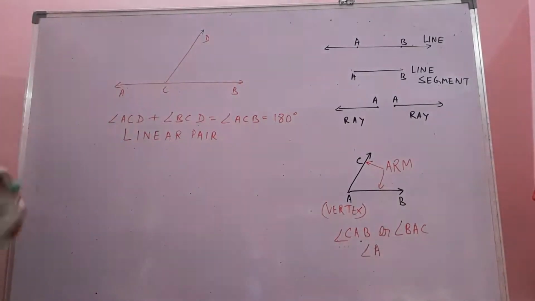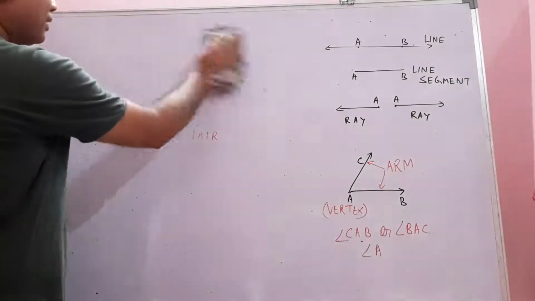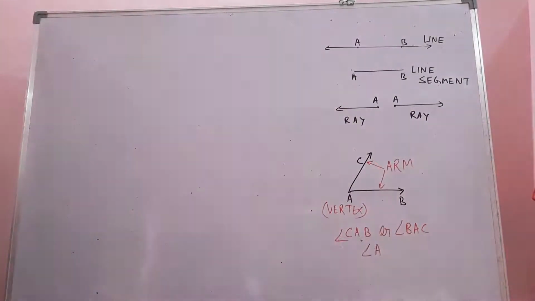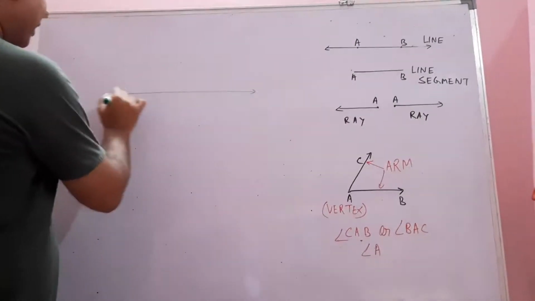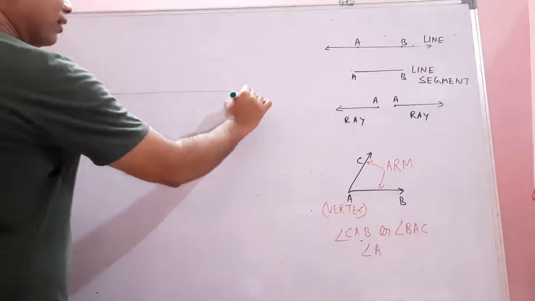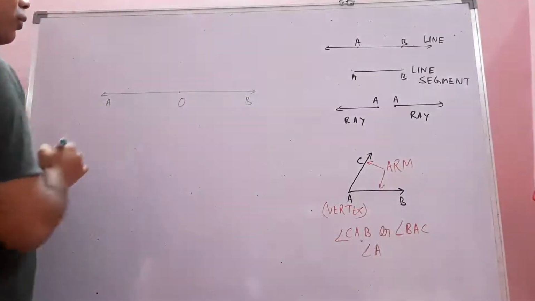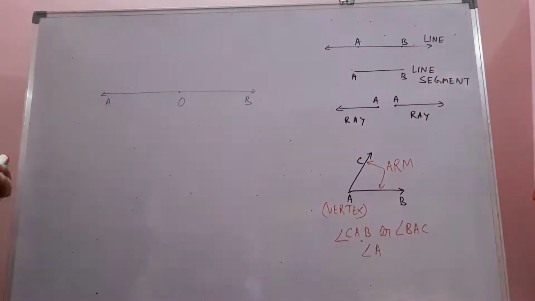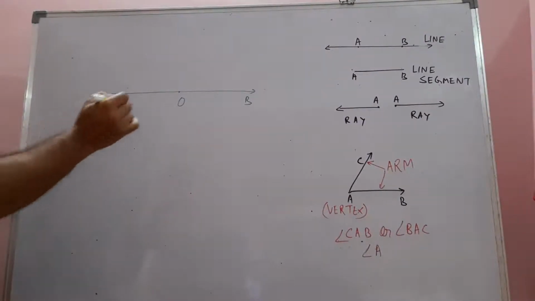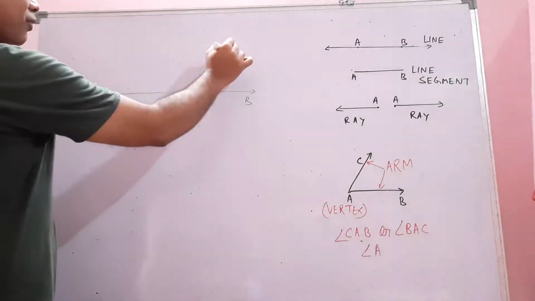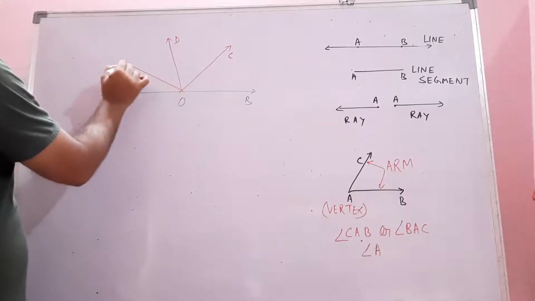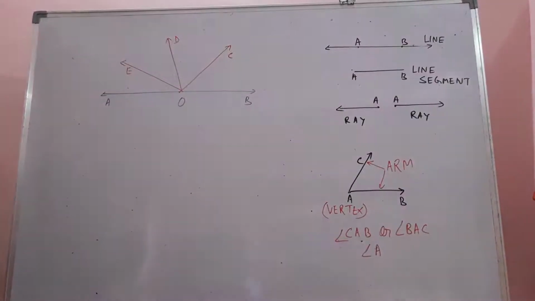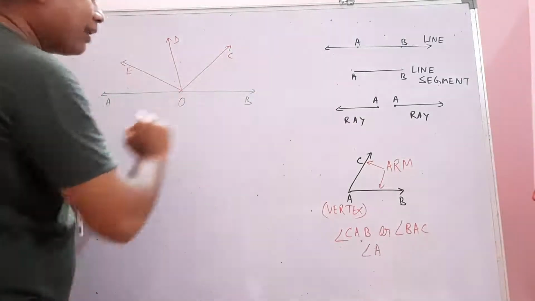Next one is, suppose we consider a line, say line AB, and there is a point, say O. At point O, some rays are standing on the line AB. Let us consider three rays are standing, say OC is a ray, OD is a ray, and OE is a ray. These are three rays standing at point O on the line AB.